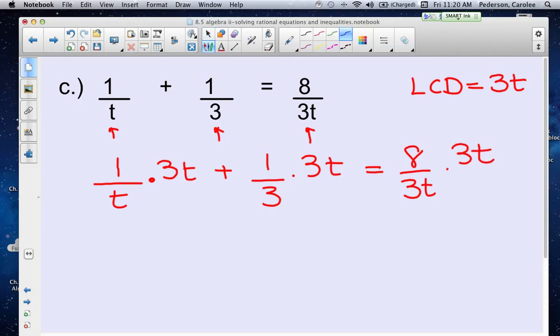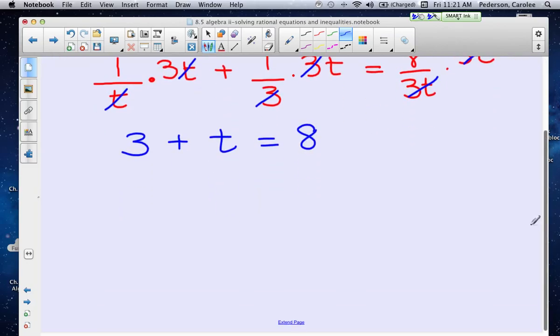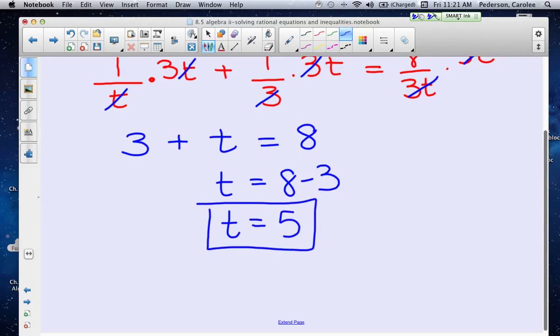Now let's see what cancels. A t cancels, a 3 cancels, and a 3t cancels. So now let's see what we're left with. We're left with a 1 times a 3, which is 3, plus a 1 times a t, which is t, equals, and then just an 8 on the right. So now we solve this equation for t. So we undo that 3 by subtracting 3 from both sides. So our answer is 5.